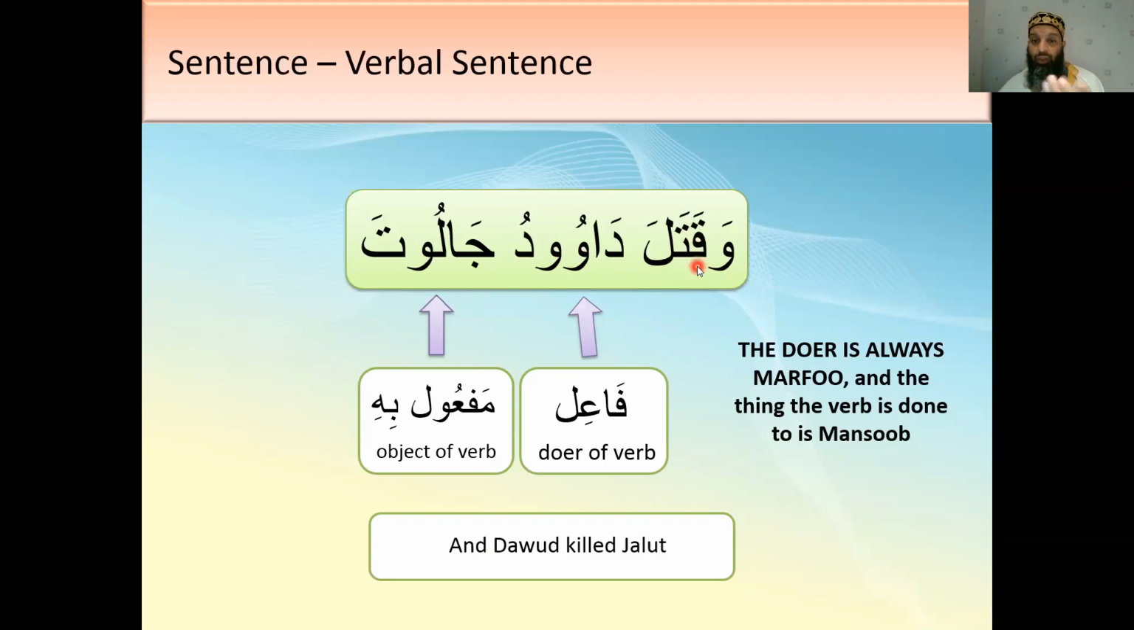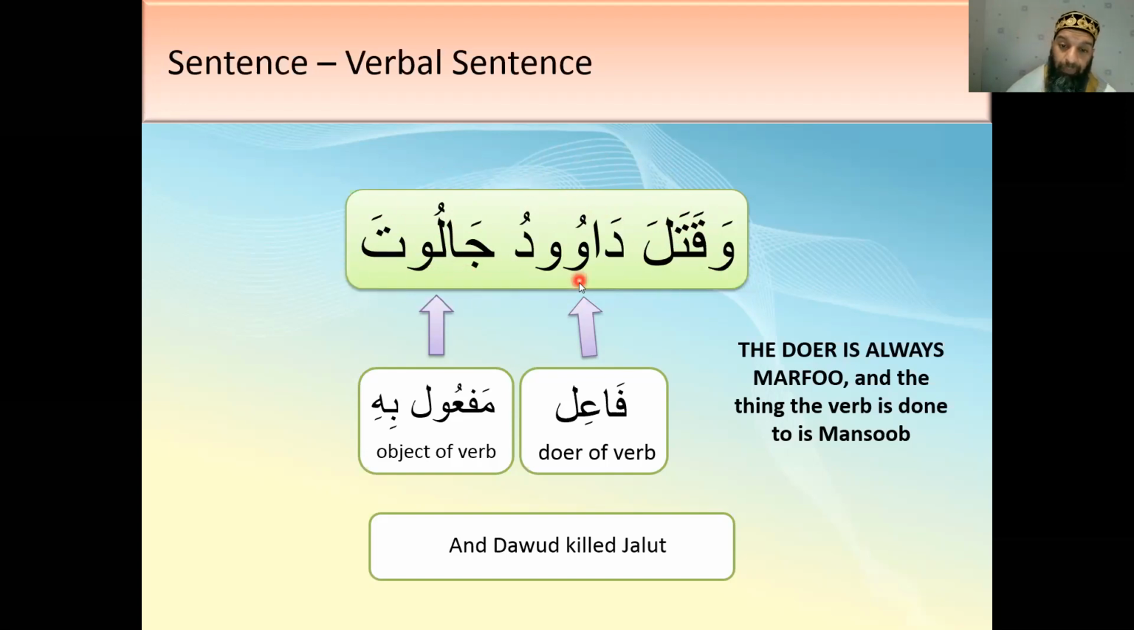Waqatala, and he killed. Who killed? Dawoodu. Oh, Dawood is marfu. So Dawood is doing the killing. So, and he killed. Who killed? Dawood killed. And Jaluta is mansub. Mansub means that the verb is being done to this word here. So waqatala, and he killed. Who killed? Look for the marfu word, Dawood. Dawood killed. And Jalut, so Dawood killed Jalut.